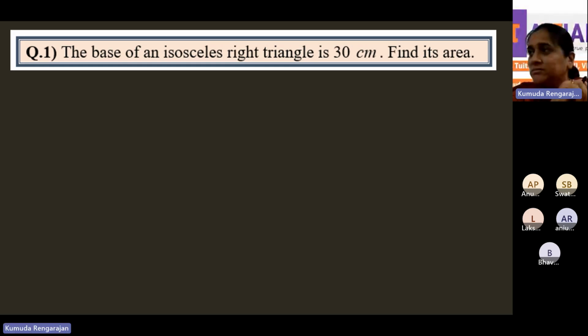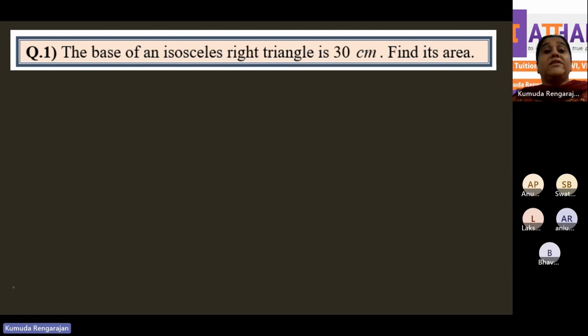Okay, it's a right triangle also. So there's 90 degrees and the side opposite to 90 degrees is the hypotenuse. That's the longest side. So it's an isosceles, so two sides are equal, and it's also a right triangle. And the base is 30 centimeters. Find its area.